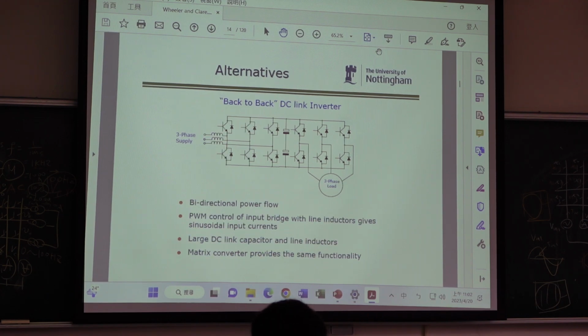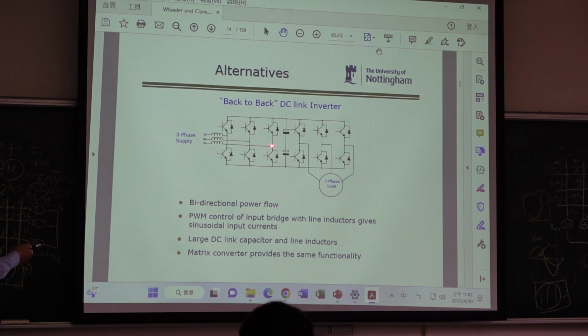So what can we do? You say, I can improve power factor. How can I improve power factor? I use IGBT. So if I use a huge capacitor here, I use 6 IGBT here, 6 IGBT here, then this is for inverter, this is for PFC, right? Then I can improve the PFC, so bidirectional power flow.